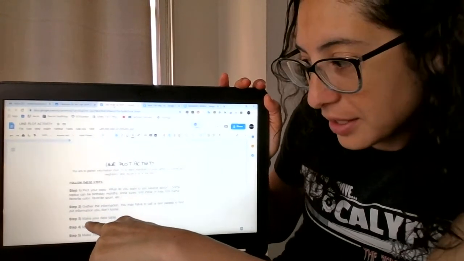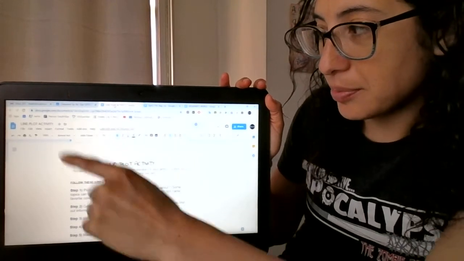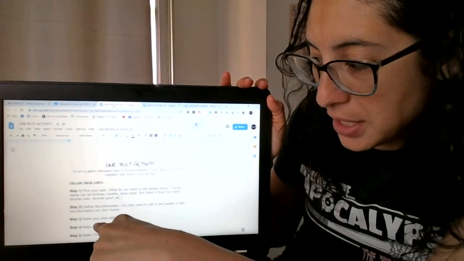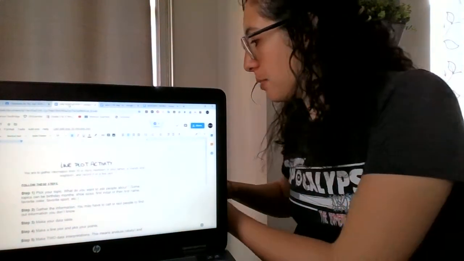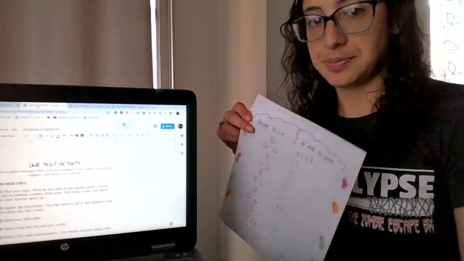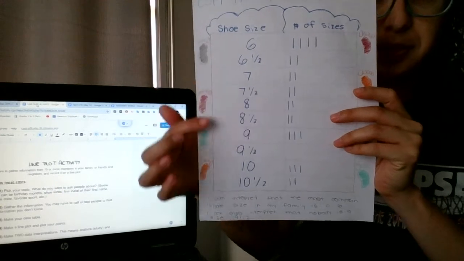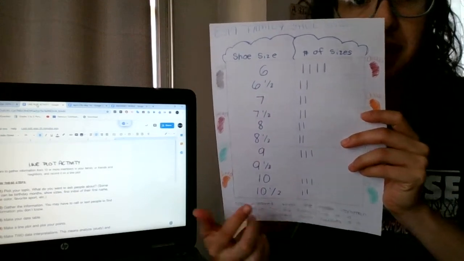Step 3, I know you can't really see it, but when you look at it on your own computer and go to Google Classroom and open it, you'll be able to see it better. Step 3 is make your data table. Okay, so I made my data table, remember, neat.